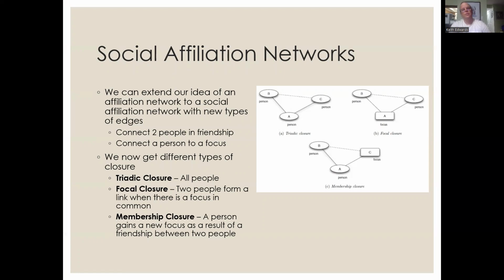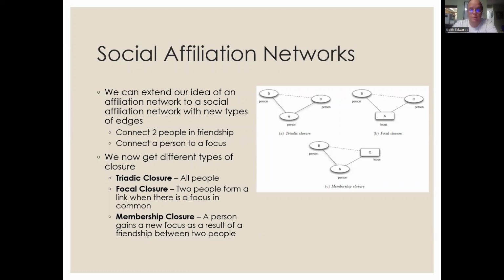And so we can extend our idea of closure as well. And we can also extend how we're connecting things. So we can connect two people in a friendship. We can connect a person to a focus. And so we get these different types of closure. Triadic closure, which is all people that you see in the top: Alice, Bob, and Claire. Alice knows Bob, Alice knows Claire. Alice introduces Bob to Claire. You get the triadic closure, assuming strong links.